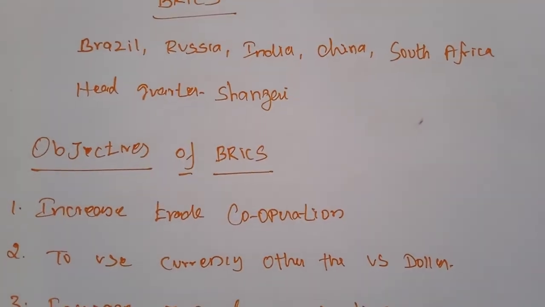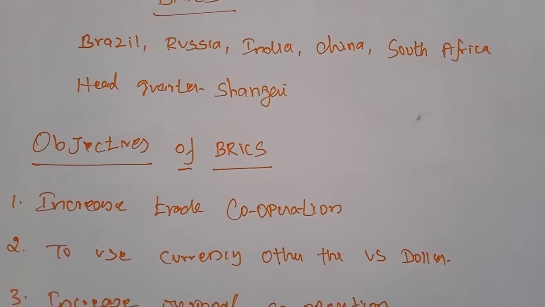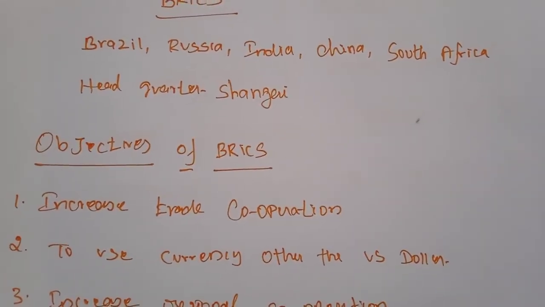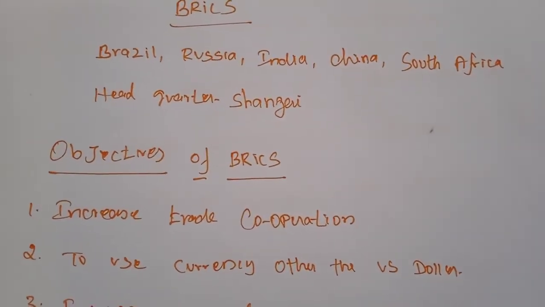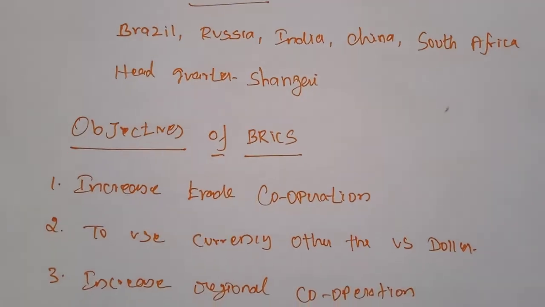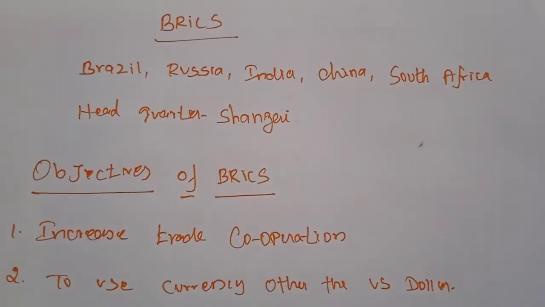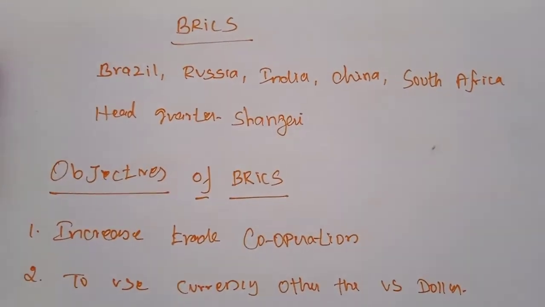Since 2009, the BRICS nations have met annually at formal summits. South Africa hosted the 10th BRICS summit in July 2018. Its headquarters is at Shanghai. So the headquarters of BRICS are situated in Shanghai, in China.